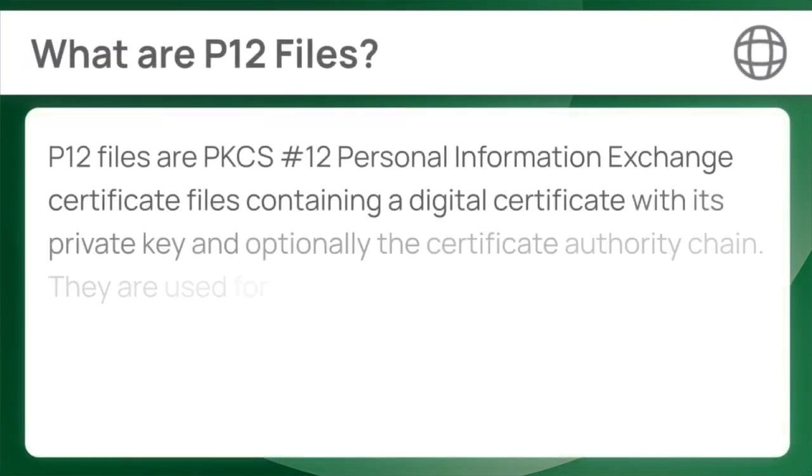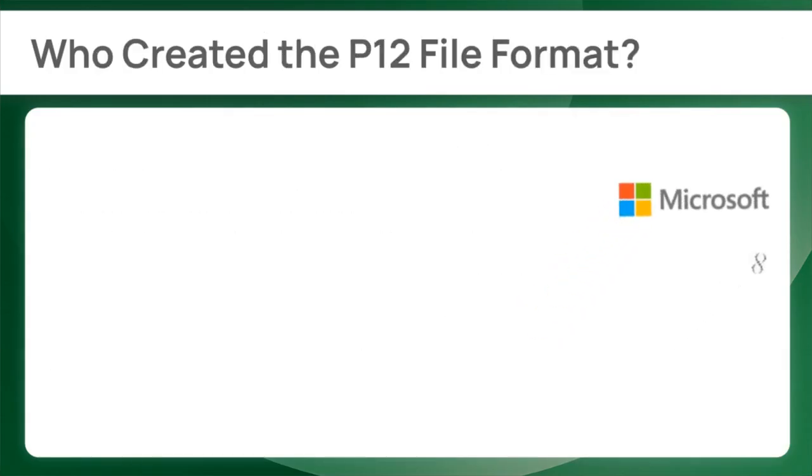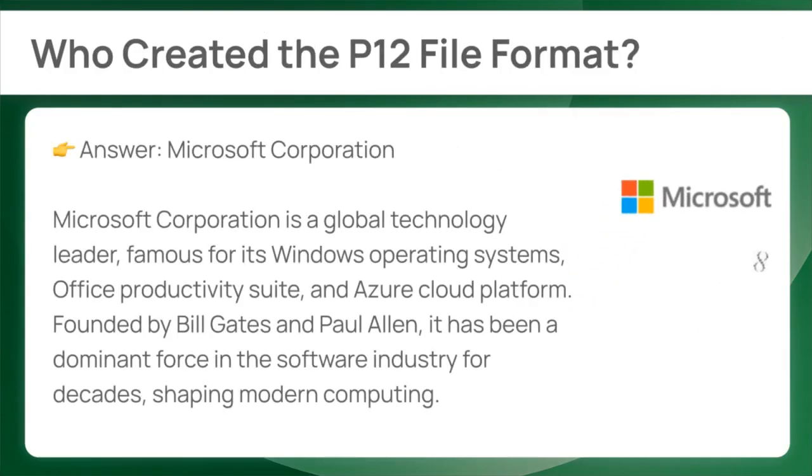P12 files are PKCS#12 personal information exchange certificate files containing a digital certificate with its private key and optionally the certificate authority chain. They are used for code signing, SSL/TLS server configuration, email encryption, VPN authentication, and secure client identity verification across platforms.